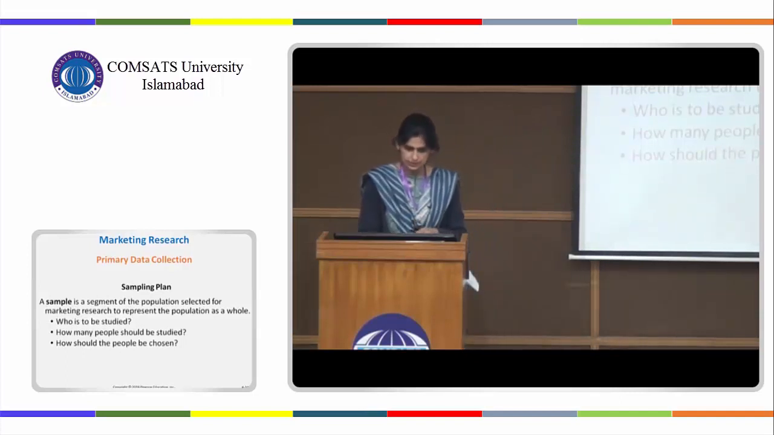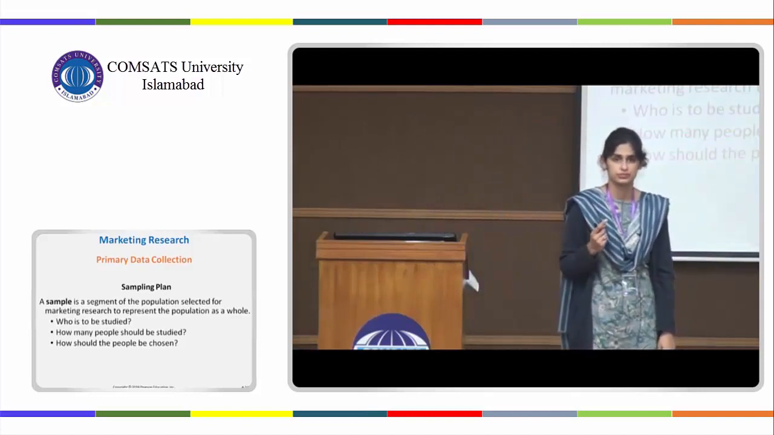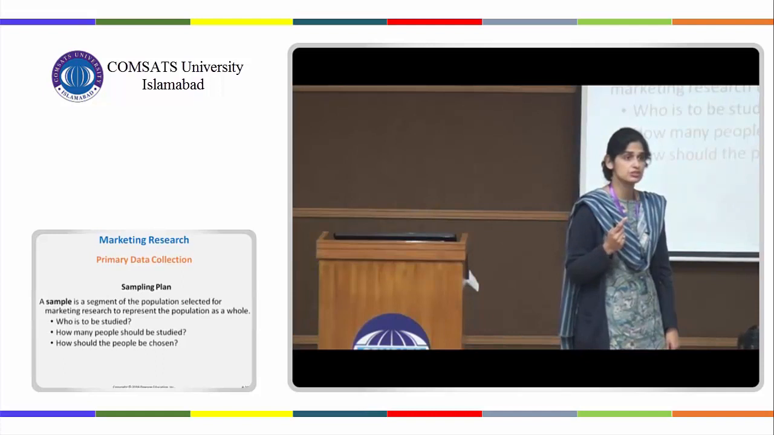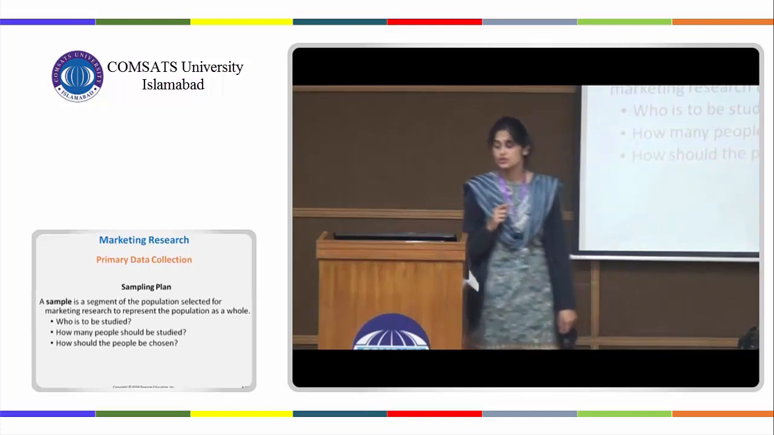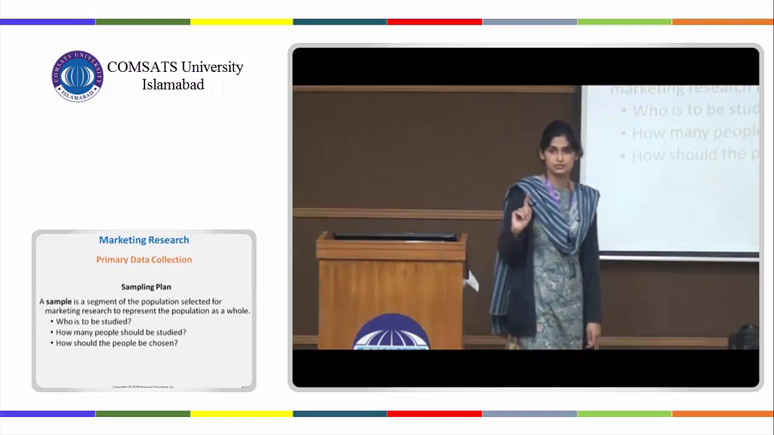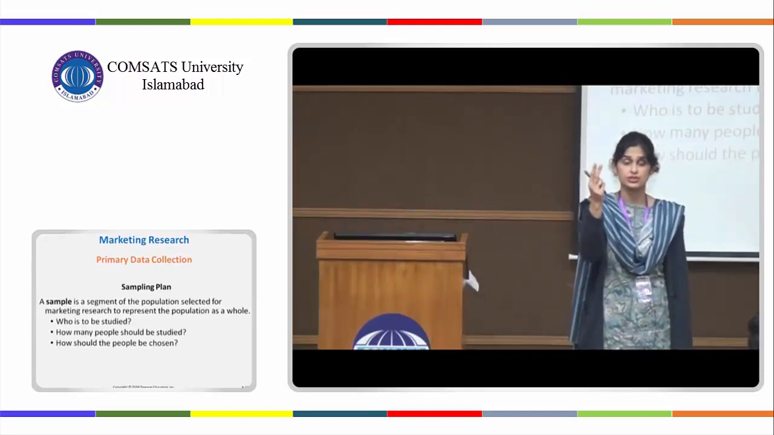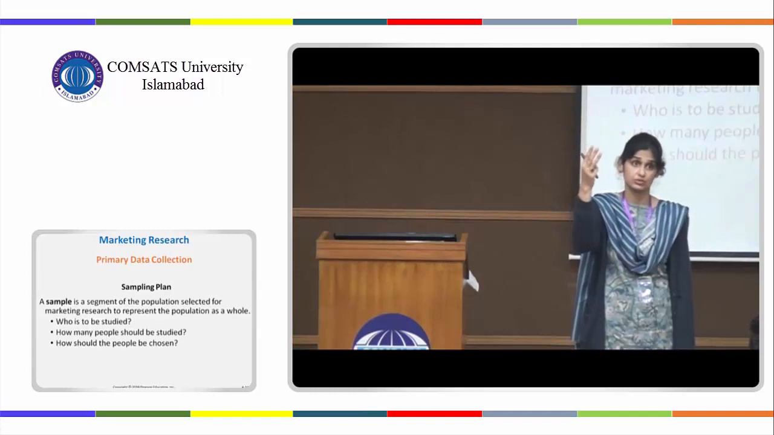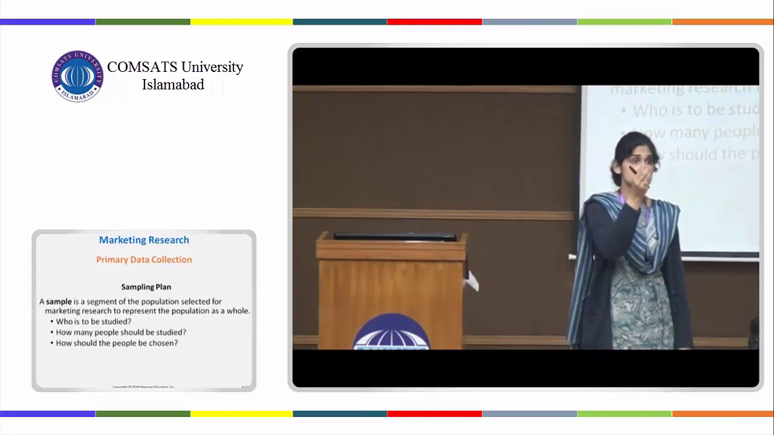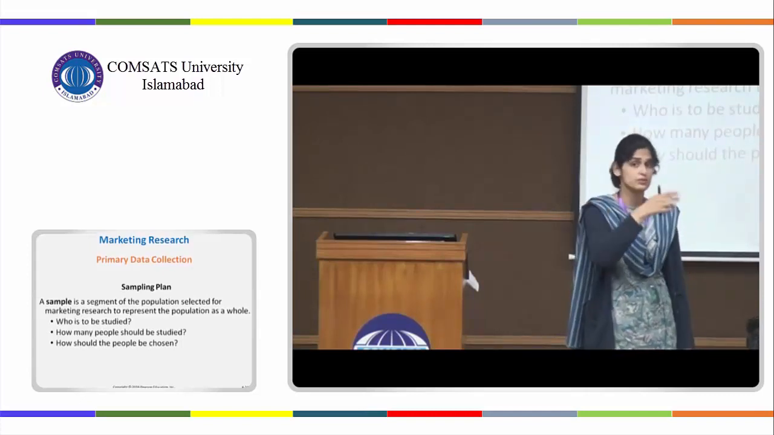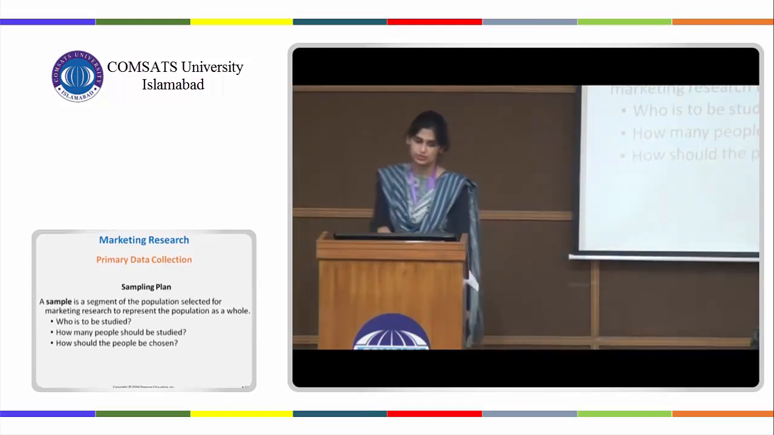So in sampling, what do you have to see? The first thing that you need to see is the sampling unit. So what is the sampling unit? Who would you get information from? Who is to be studied? Whether it's the individual that is being studied, whether it's the company who is giving you the data, whether it's the household that's giving you the data. So you need to define your sampling unit, whether it's an individual, a household, a family, or a company. You need to clearly define your sampling unit first.